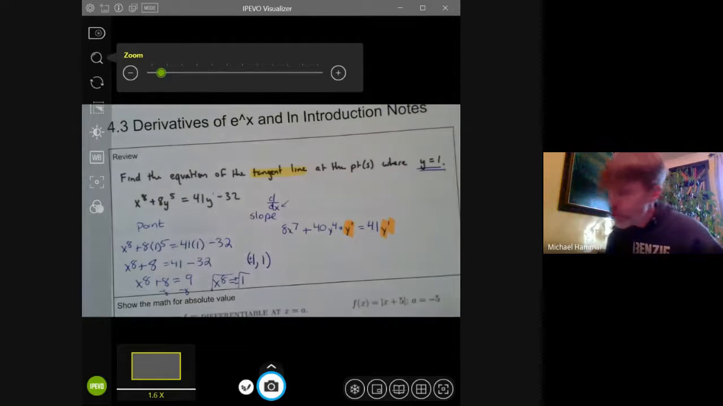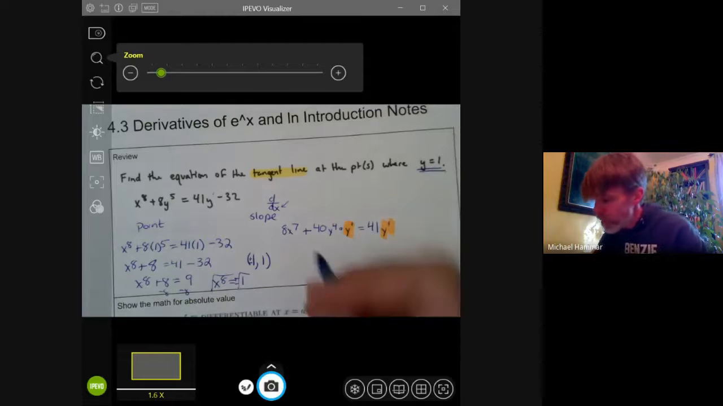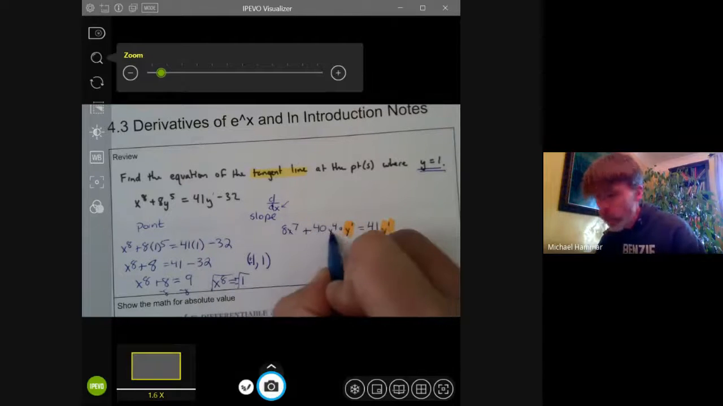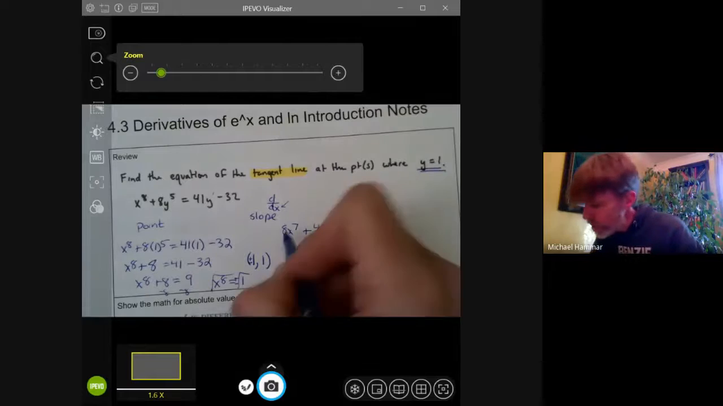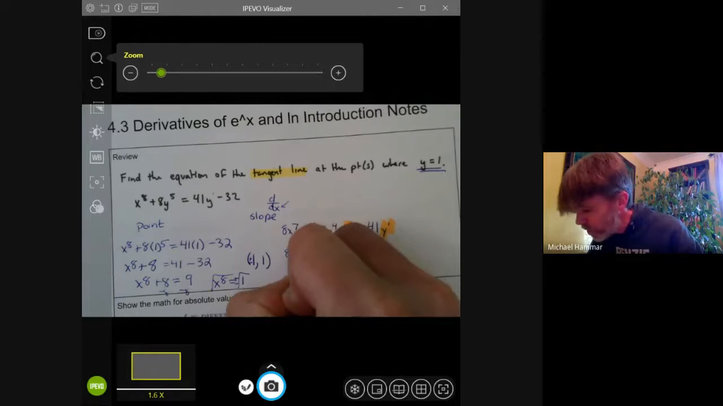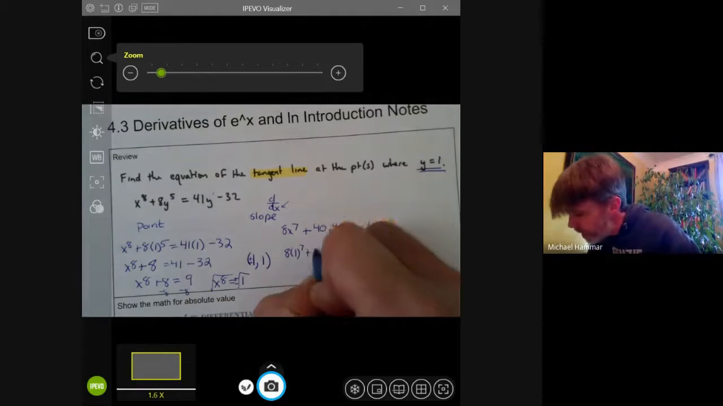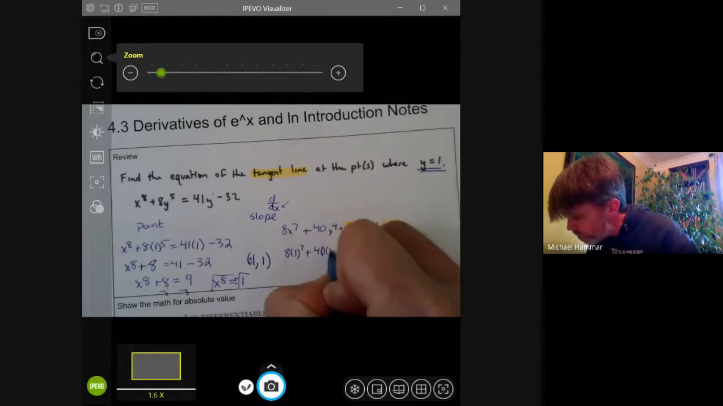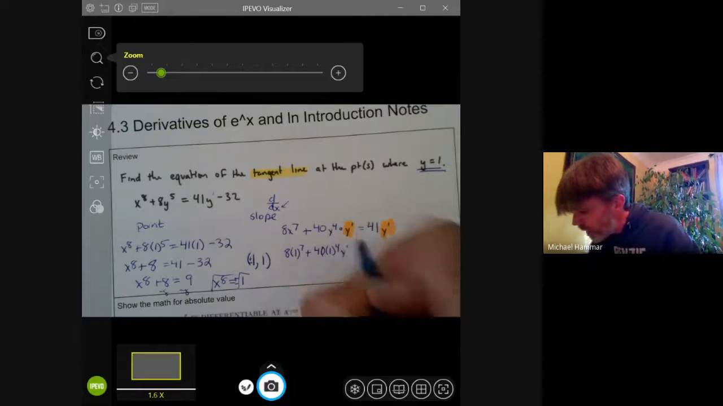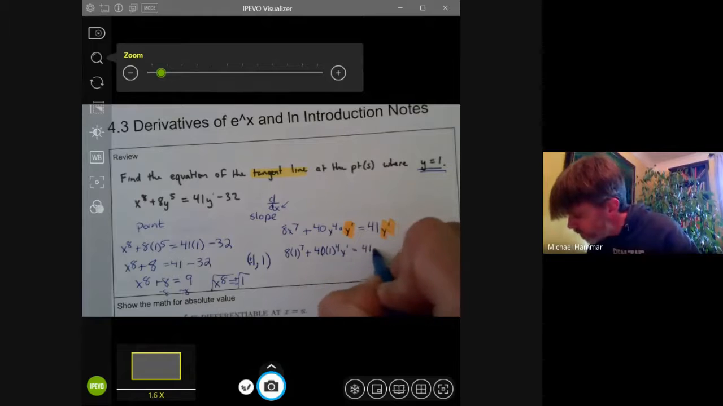Now I'm going to show you a little trick that helps make this go a little bit better, because they gave us y1 already. So we know x and y already. So at this juncture, I'm going to put those values in. I'm going to put 1 in for x, and then I'm going to put 1 in for y. So I have 40 times 1 to the 4th. But remember, I don't know y prime, so this equals 41 y prime.